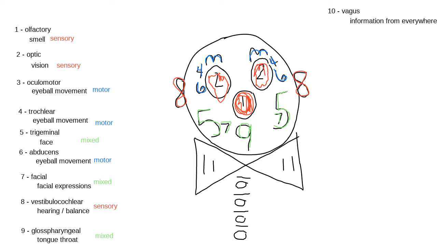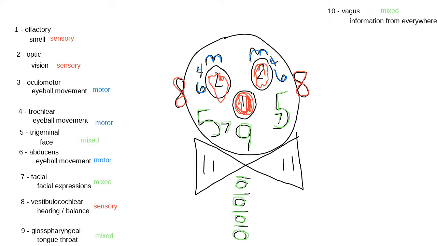This is another nerve that we would say is a mixed nerve. So it's collecting sensory information from all over the place. It is also doing some regulation of things like smooth muscle and cardiac muscle. This is another mixed nerve.